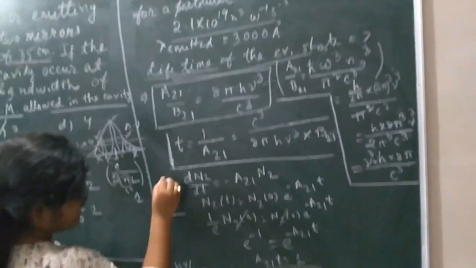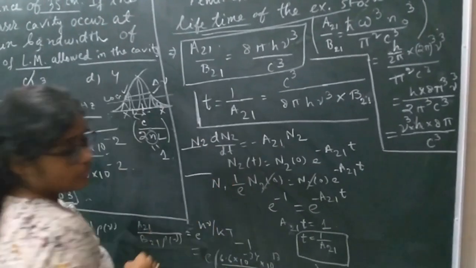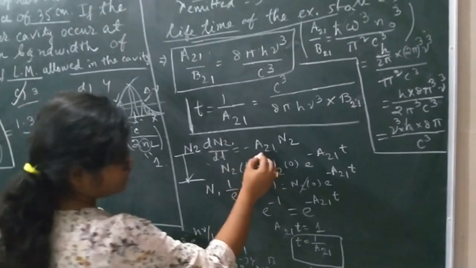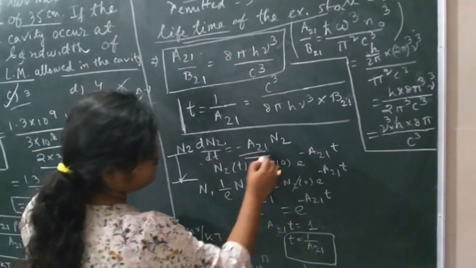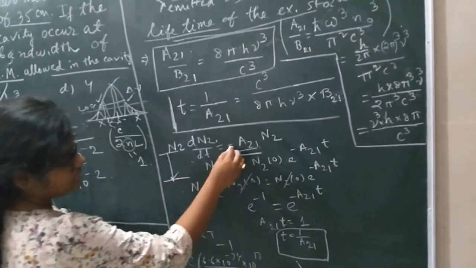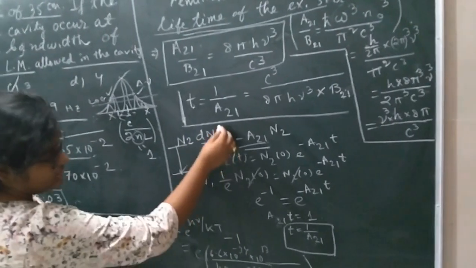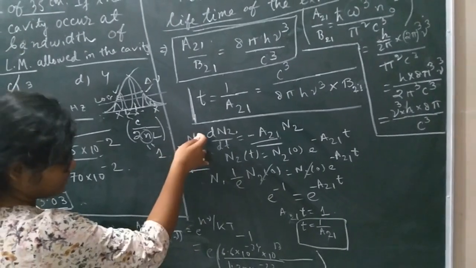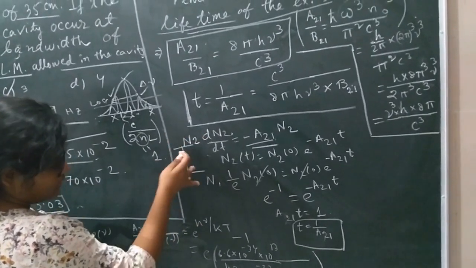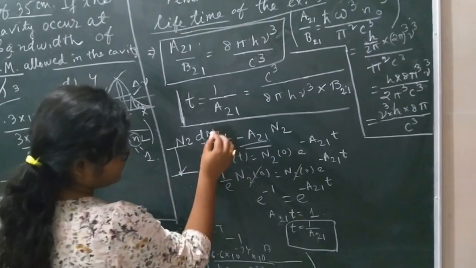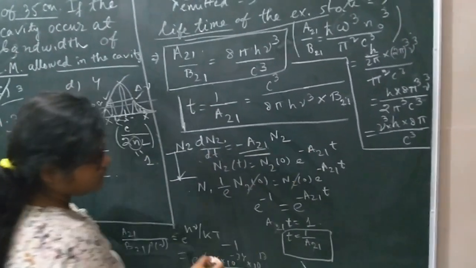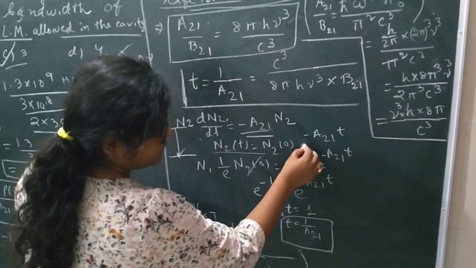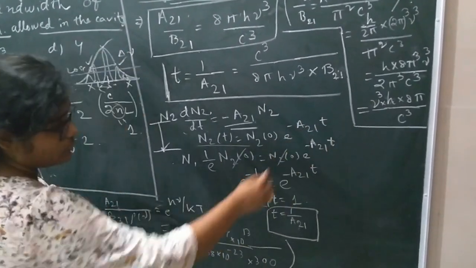Suppose these are the two states; there is population in 2 and population in 1. There is spontaneous emission, that is dN2/dt, which should be proportional to N2 with a coefficient A21, and since the number is decreasing, there will be a negative sign. So you write the equation for the rate of spontaneous decay of atoms from N2 to N1: dN2/dt = -A21 N2. You simply solve it, and N2(t) = N2(0) e^(-A21 t).